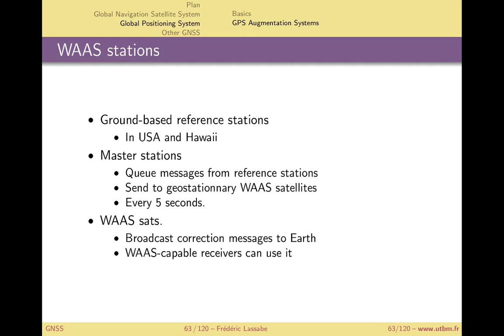So the WAAS stations are in USA and Hawaii. The master stations will queue the messages from the reference stations and send these to the geostationary WAAS satellites every 5 seconds. And the WAAS satellites will broadcast these corrections messages to Earth to any WAAS capable receiver that can use it.